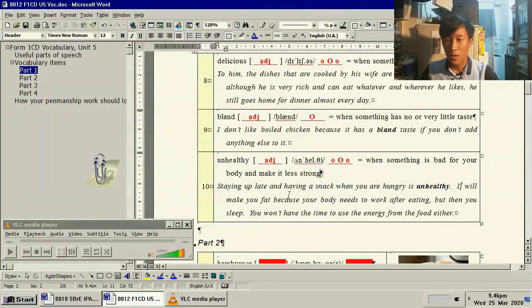So it will make you fat. So it's unhealthy. Make you fat because your body needs to work after eating. So after eating, your body needs to work, right? So it's not good for your body. You should be sleeping, but your body works because you eat.